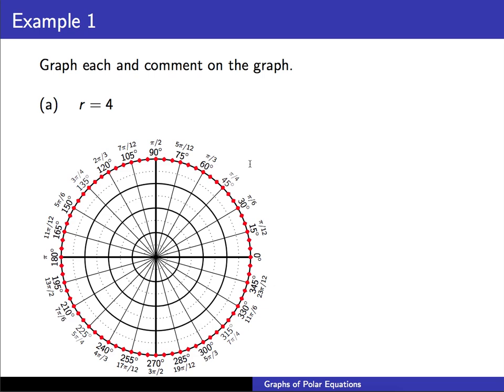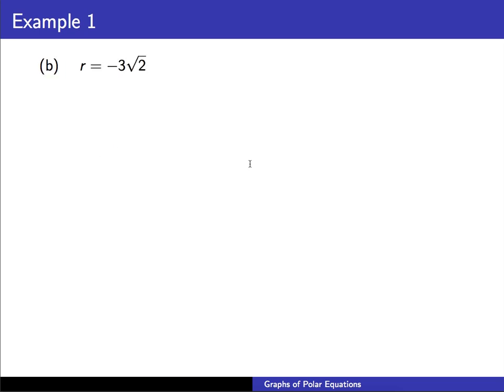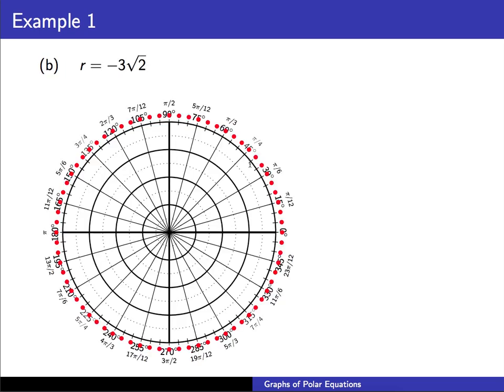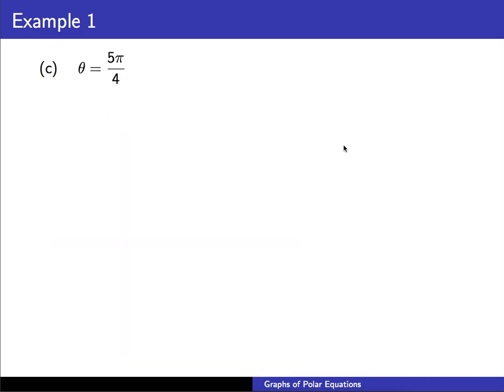We also saw that r equals negative 4 would also produce this same graph. For r equals negative 3 square root of 2, it's slightly larger than 4, but each of these points is 3 times the square root of 2 units away from the pole. So r equals negative 3 square root of 2 is a circle, yet again, where the center of the circle is at the pole or the origin and the radius is 3 times the square root of 2, so about 4.2 or so.